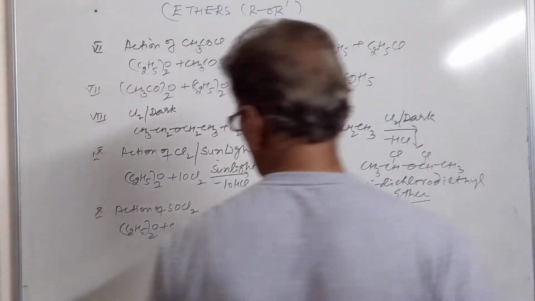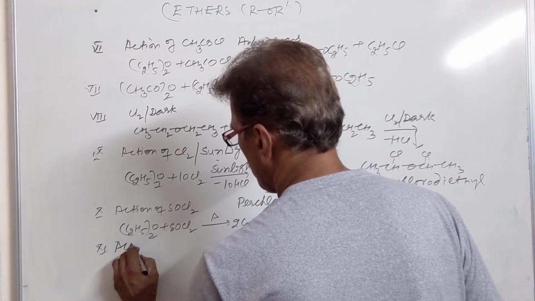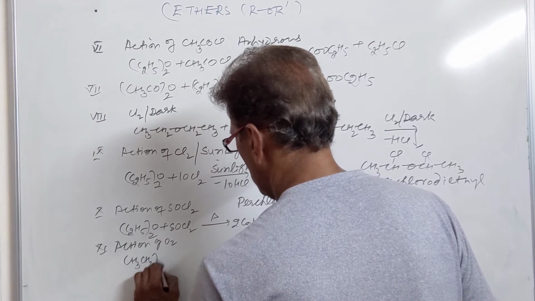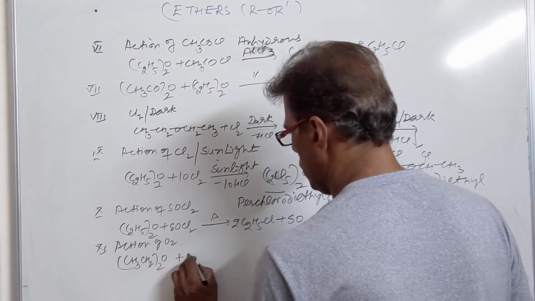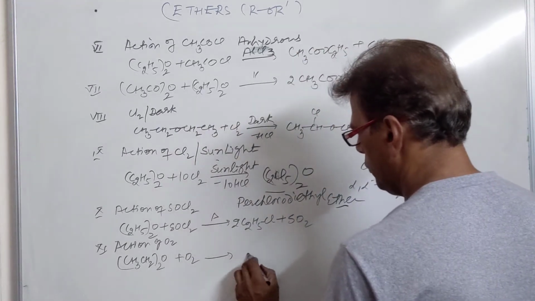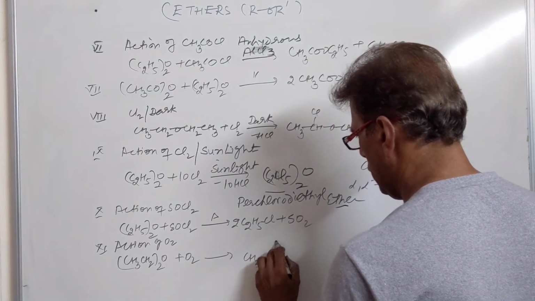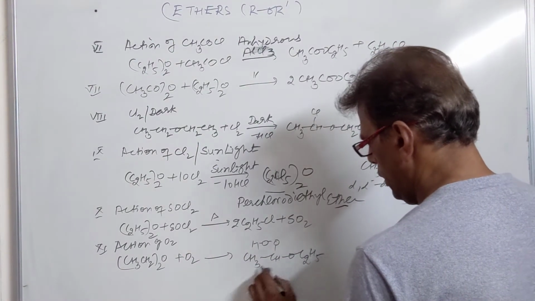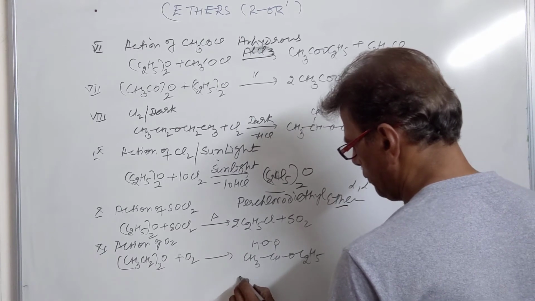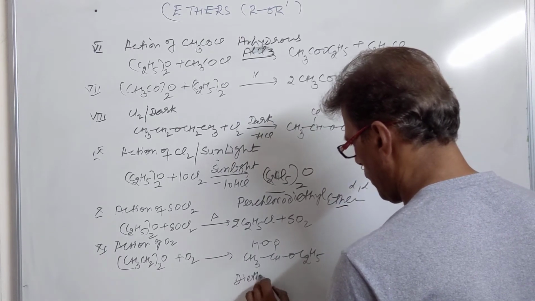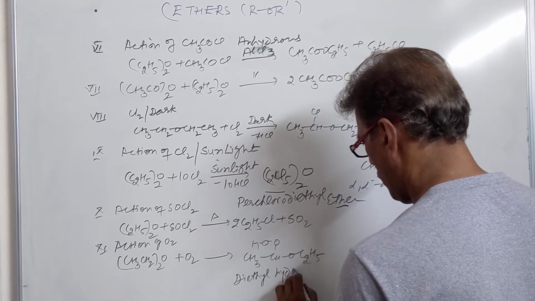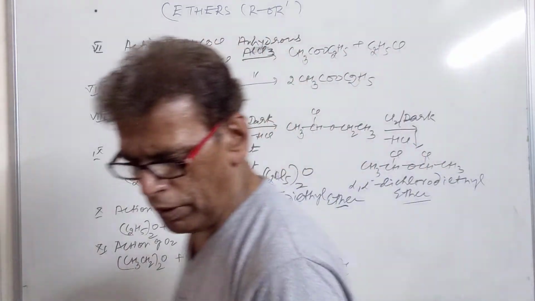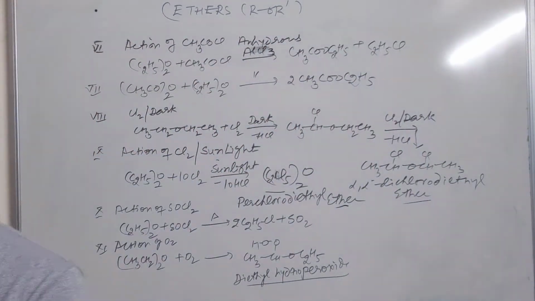Then we have the action of oxygen. It will produce diethyl ether hydroperoxide, CH3CHOOH. Diethyl ether hydroperoxide is the compound so produced.